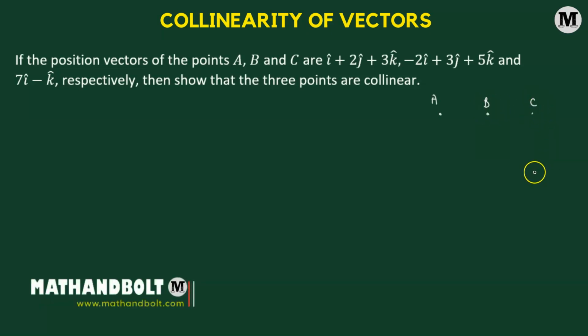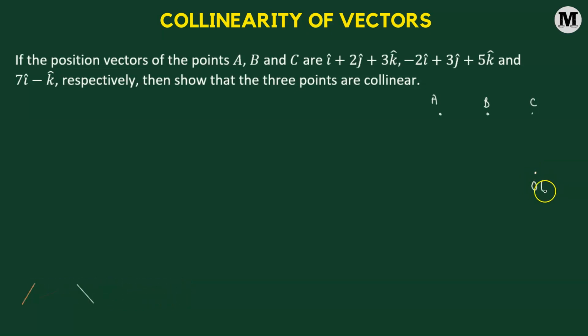We are also going to consider another point O, which is going to be the origin. It's the origin of some coordinate system. Now, with respect to this origin, we can define the position vector of point A, B, and C. All we have to do is join O and A, O and B, and O and C with the help of a directed line segment.